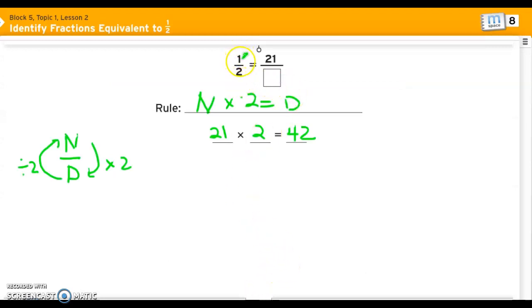So 1/2 equals 21 over what denominator? We're looking for a denominator, so we'd have to take the numerator and multiply it by 2 in order to get that denominator. 21 times 2 is 42. So 21/42 is equivalent to 1/2.